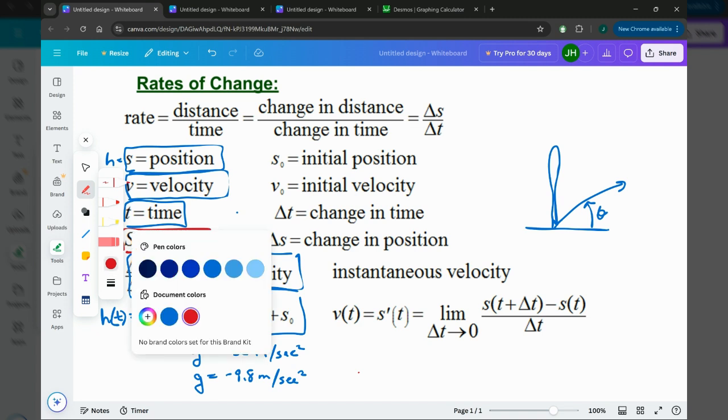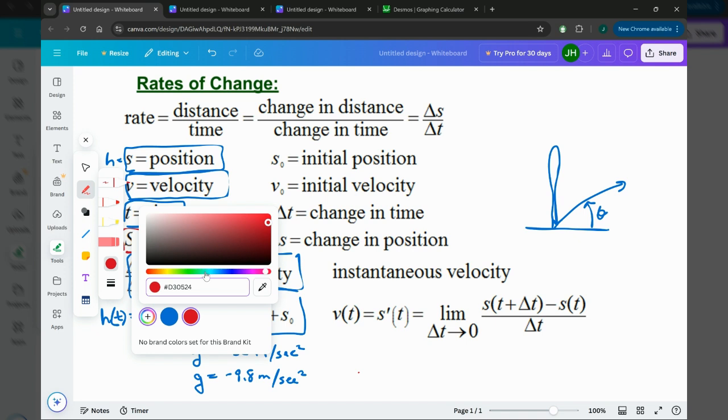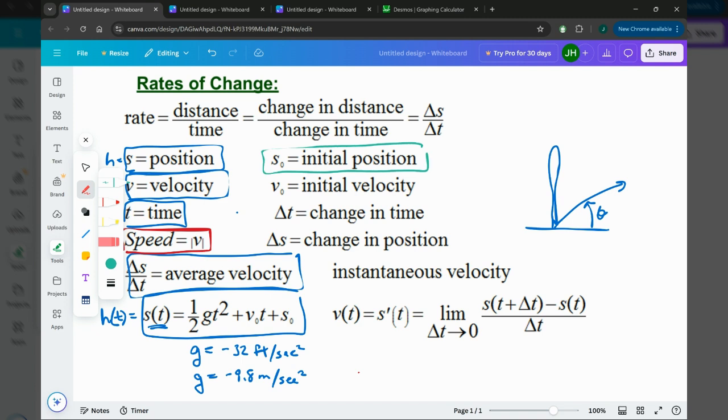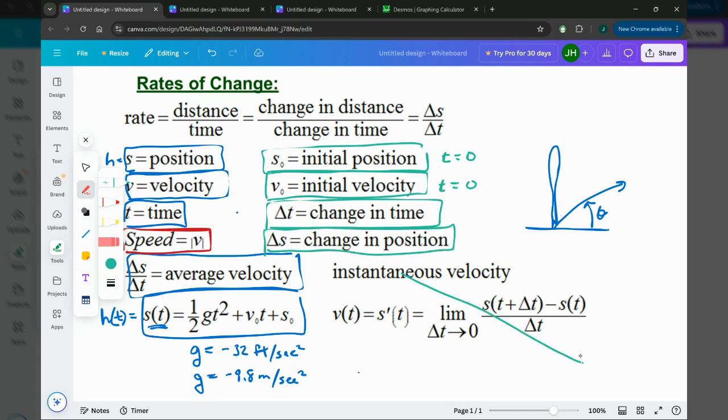Now we have some other notations here that I need to talk about. These are essentially initial position. When you see s sub 0, you're talking about the position at time t equals 0. When you see initial velocity, v sub 0, that's the velocity at time 0. Delta t is the change in time. Delta x is the change in position. And I tell you what, we're not even going to use this for this video, because if I use that, I'm just going to make my life even harder.